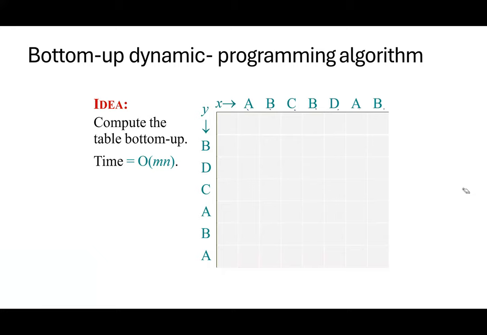Let's talk about the second way of dynamic programming, the bottom-up dynamic programming algorithm. We have these two sequences, x and y. Say the length of x is m, and the length of y is n. We need a memory table of size m times n, right? The index here goes from 0 to m, and here the index goes from 0 to n. So you can see there are m plus 1 columns and n plus 1 rows. Why are we keeping one extra? The first place is for an empty string.